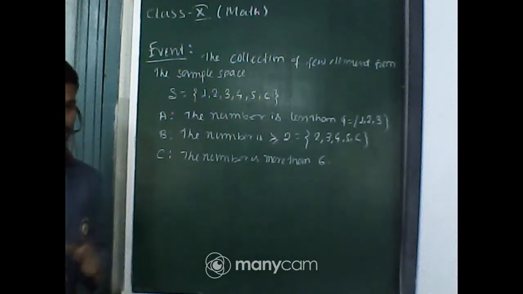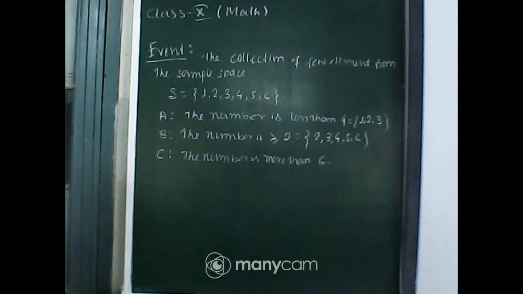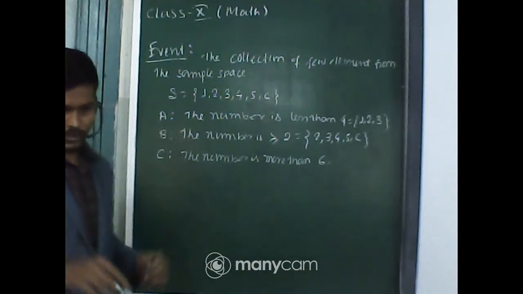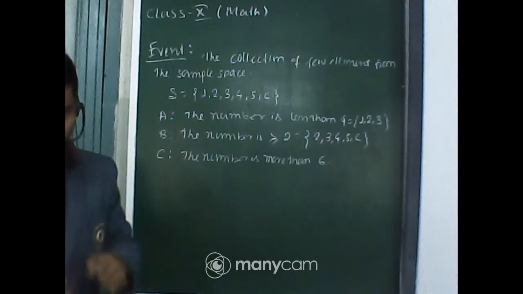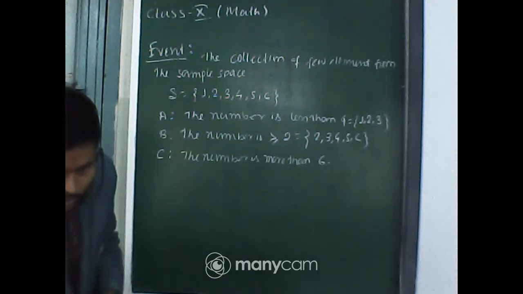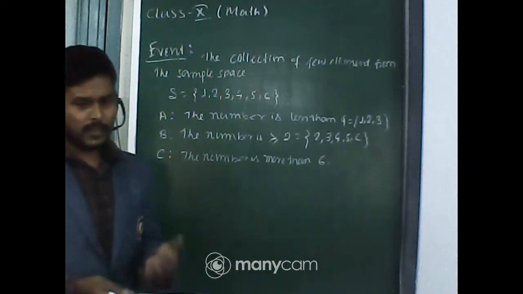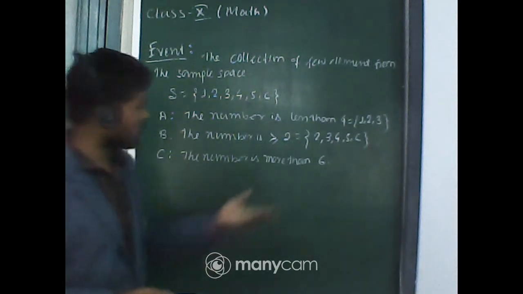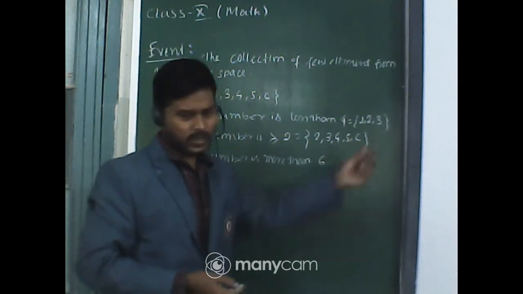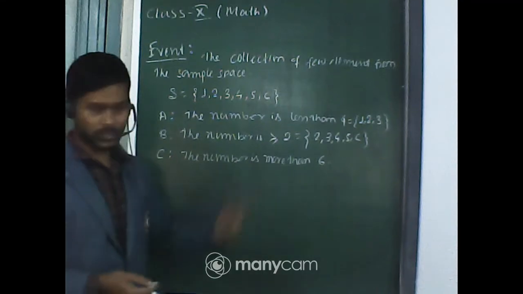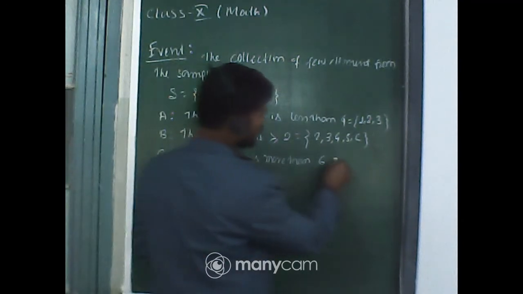Think before you answer the question. Yes, because there is no element. No, there is no element. Not possible. Yes, very good. Ornella, no, it is not possible, because in case of throwing a die, the maximum number we get is 6. We can't get a number whose value is more than 6. So it is not possible.